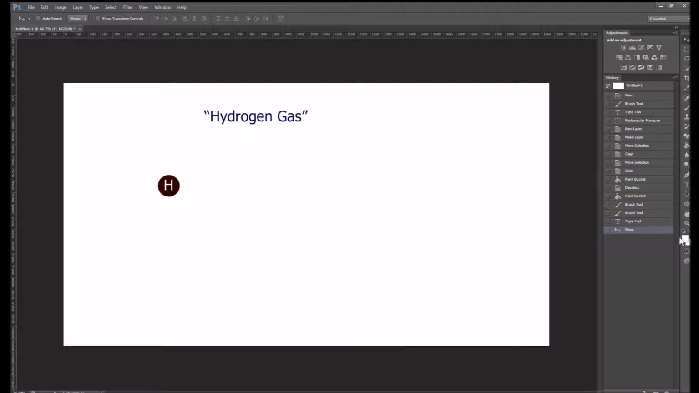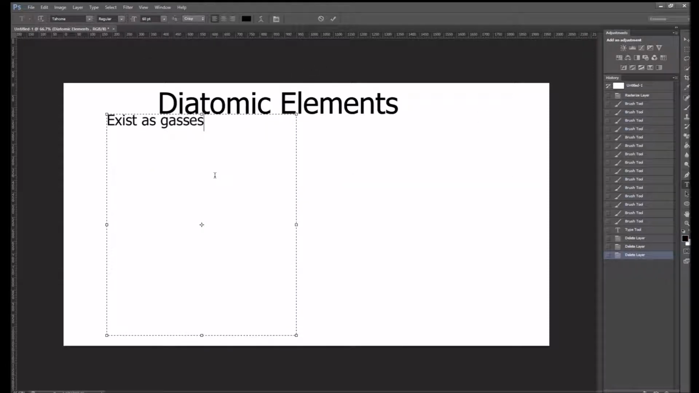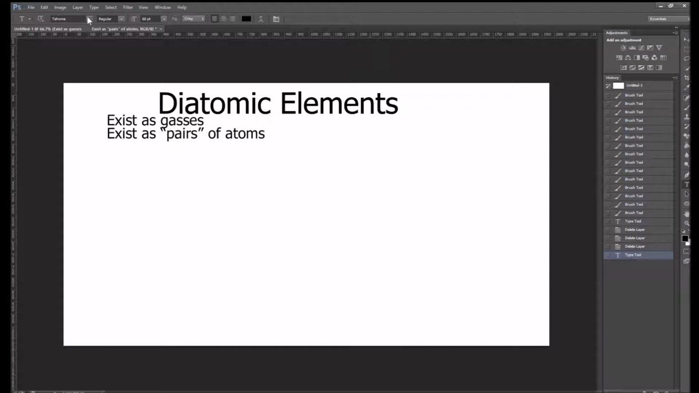Okay, so when someone says hydrogen gas, you shouldn't picture a single lone hydrogen atom floating around. That's wrong. Instead, picture a pair of hydrogen atoms covalently bonded. All diatomic elements exist like this in their elemental form, gaseous and paired with an identical atom.